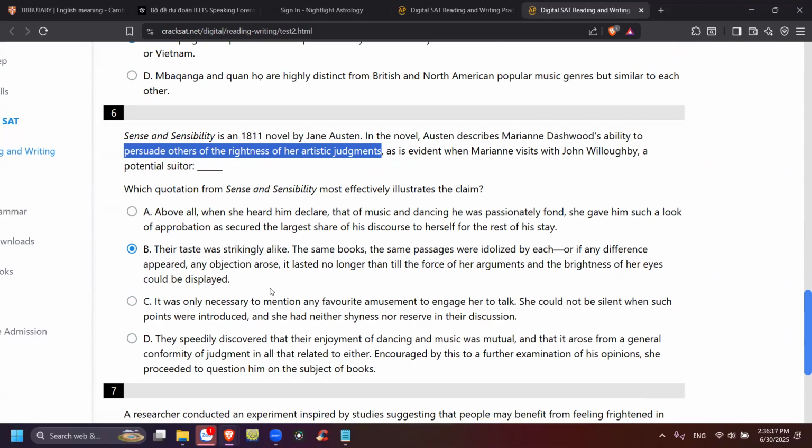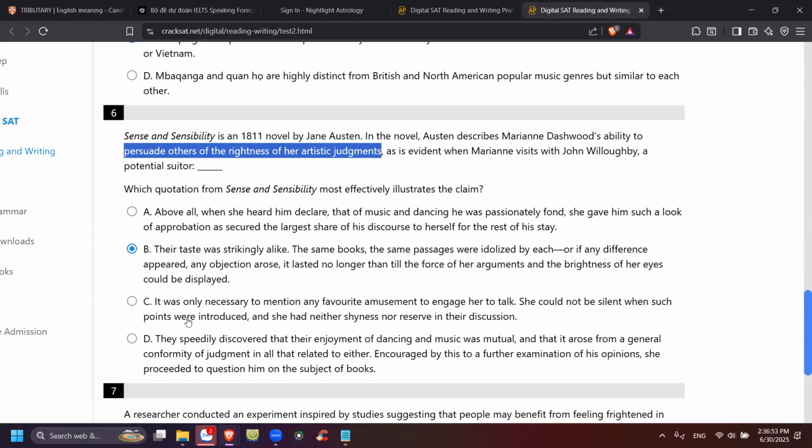Sounds very self-righteous, you know. Tự coi bản thân là đúng. It's like that. How about the other ones? A is too creepy for me. C, it's not persuasive. I think A is creepy, and it doesn't talk about convincing others that she was right, something like that, right?